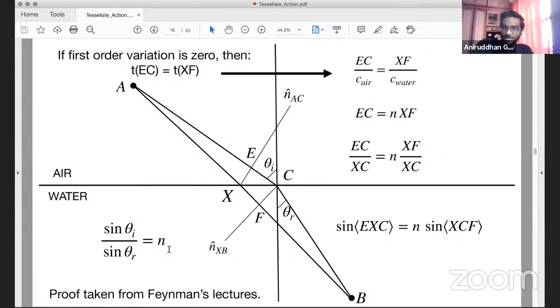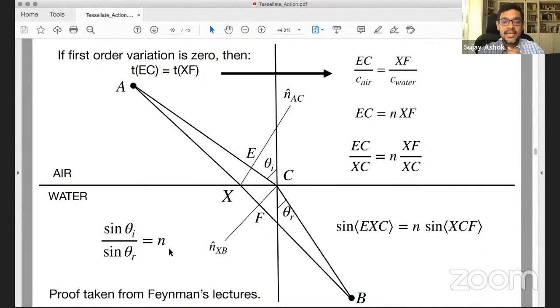So a couple of requests to repeat why XF and EC are the same. Good. That's the core part of the proof. The core part of the proof is to say, let me go back to the previous slide to say what we said.